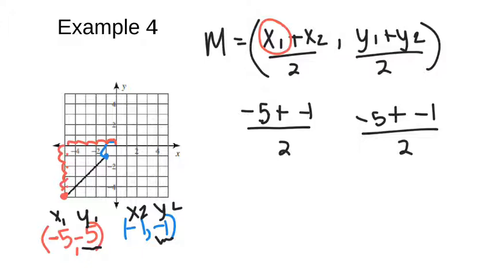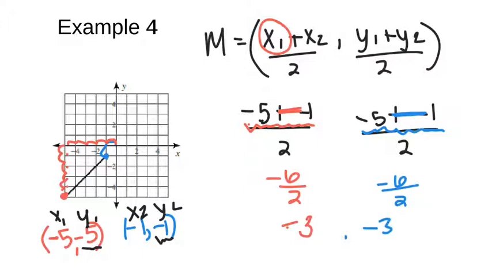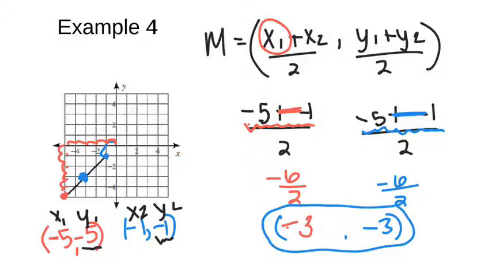And then PEMDAS. On the top, -5 plus -1 is really just -5 minus 1, which would be -6 divided by 2. -6 divided by 2 is -3. And then PEMDAS over here on the top, -5 plus -1. A plus negative is really just a minus. -5 minus 1 is -6 as well. -6 divided by 2 is -3. So your coordinate here is -3, -3. Okay, and that would be right here. Left 3, down 3. That would be the midpoint.